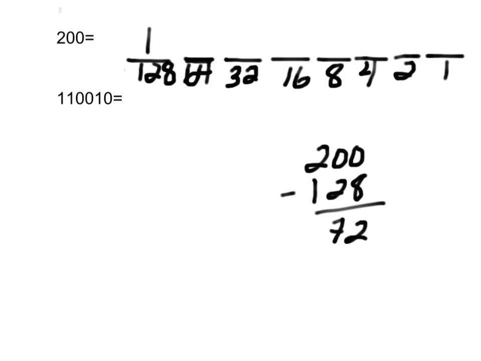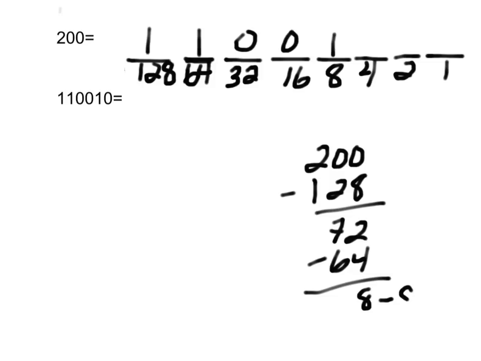Well, if I have 72 left to allocate, it'd be smart for me to put 1 there by the 64. That would take care of 64 more of them, and so now I only have 8 left to allocate. Well, if I only have 8, I certainly don't need a 32, I don't need a 16, and I should probably put a 1 there by the 8. And now I've taken care of the 8, and it's reduced down to 0. So I can put zeros in the rest of these placeholders. So the number 200 in decimal is the same as 1, 1, 0, 0, 1, 0, 0, 0 if we were to express it in binary.